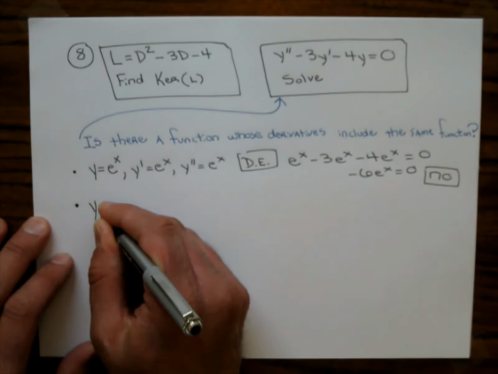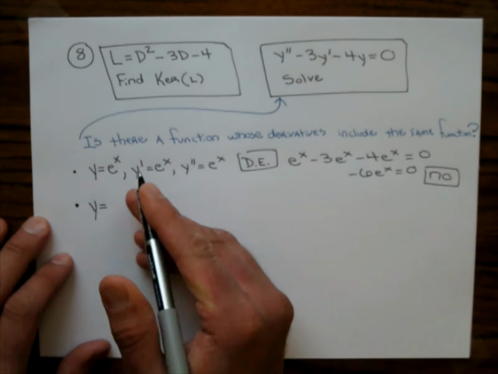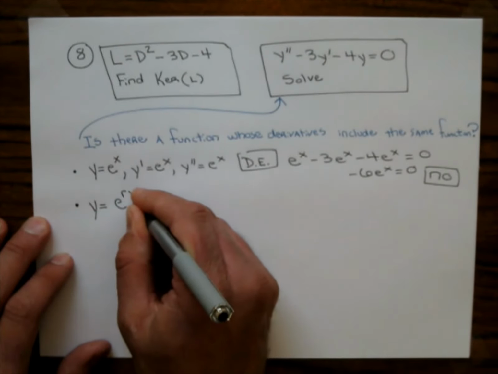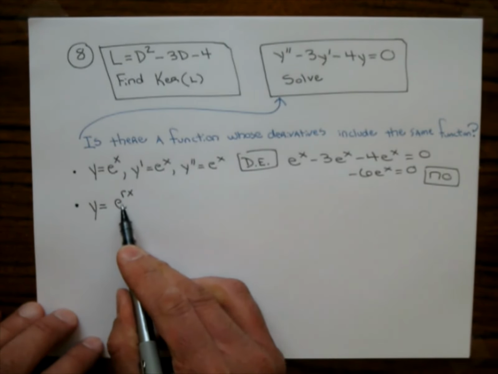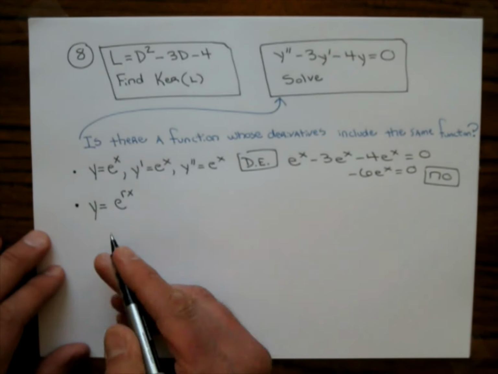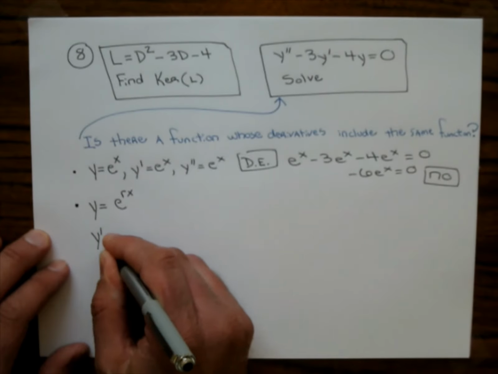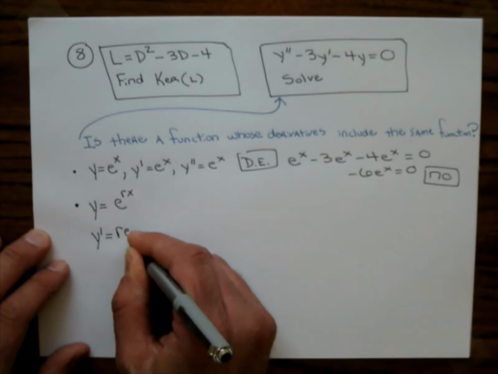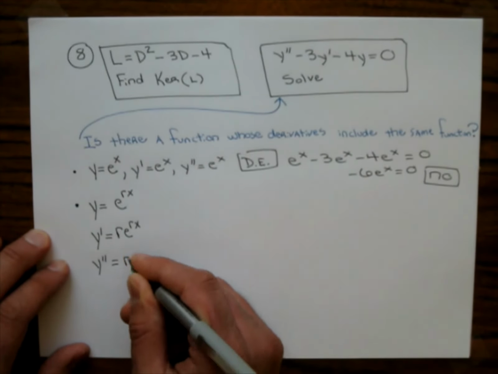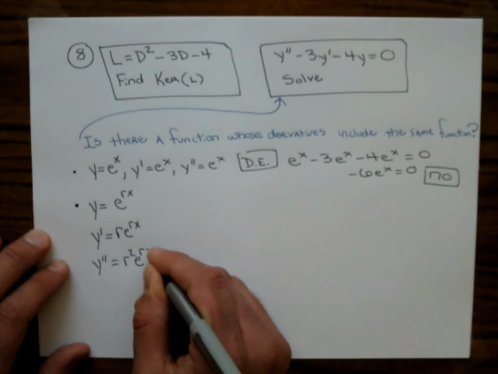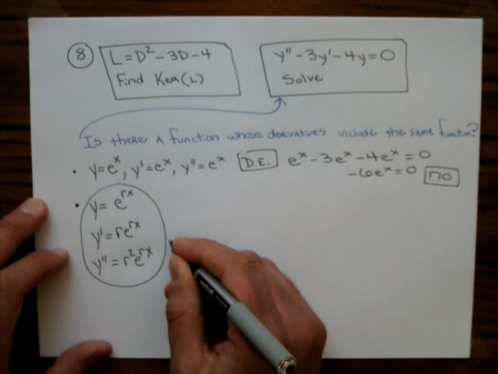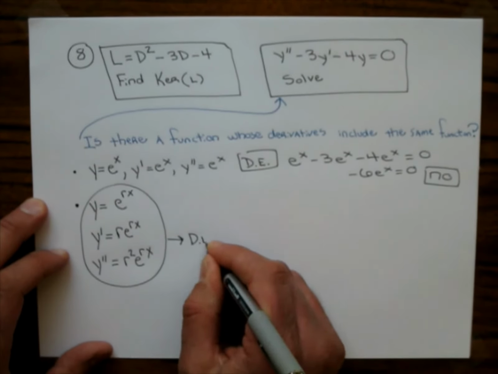Maybe something that might work is if you had not just e to the x, but e to the rx, because its derivative is also going to have an e to the rx in it. And so let's go ahead and take some derivatives. Y prime is r e to the rx. Y double prime is r squared e to the rx. I'm going to plug this into the differential equation.